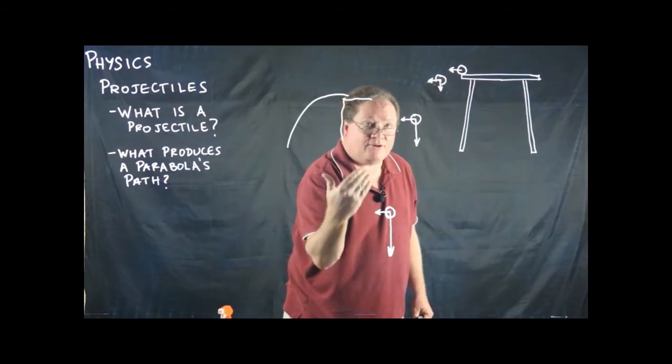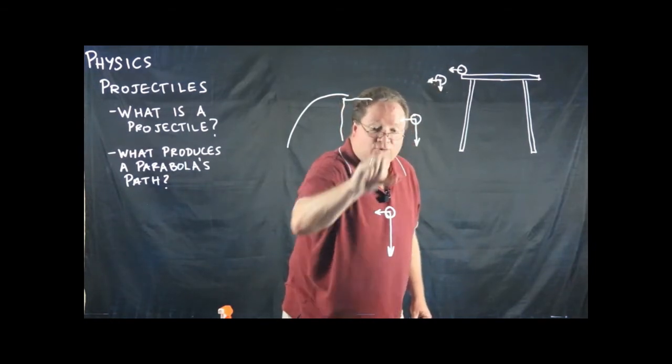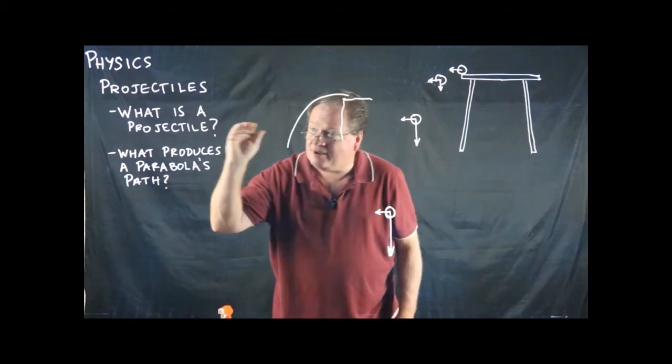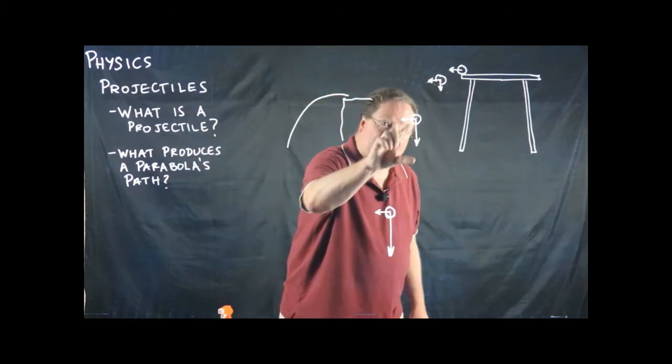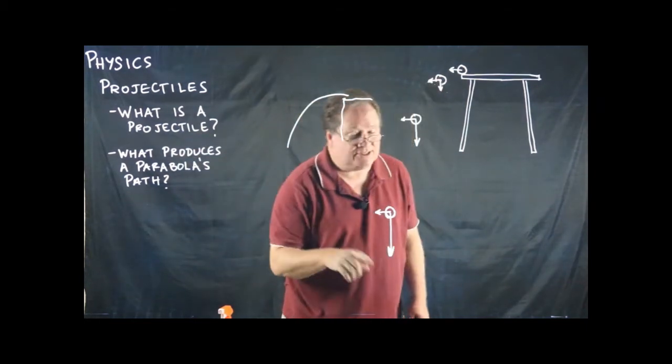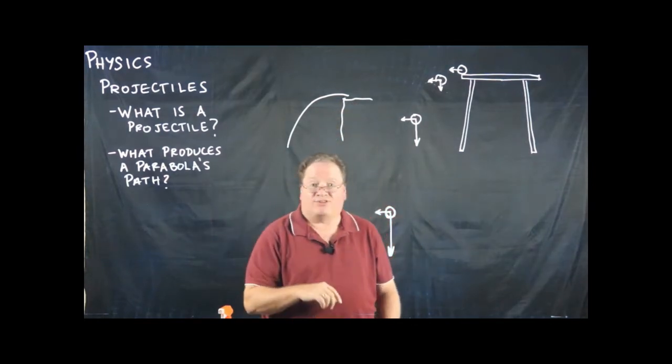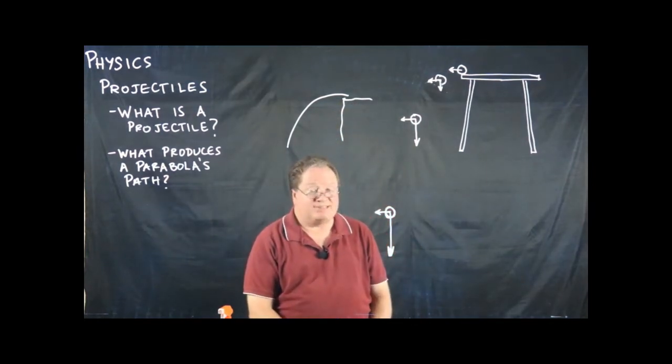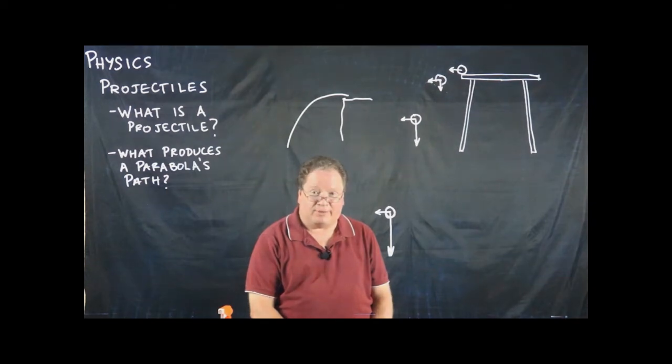However, gravity is changing this vertical velocity. So again, for a projectile, only gravity is acting. That's why this vertical velocity changes, but the horizontal one does not, because gravity doesn't act sideways. It acts vertically up and down.